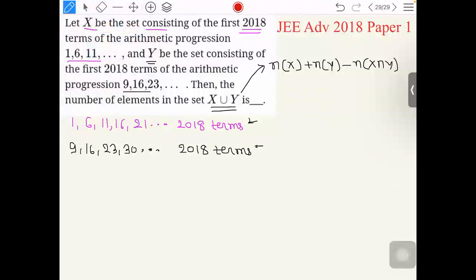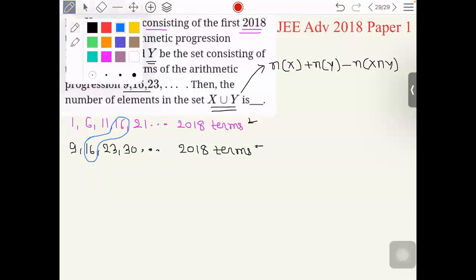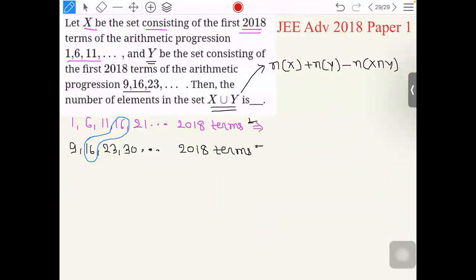अगर आप देखिएगा क्लियरली 16 तो एक टर्म दिख ही रहा है जो कॉमन है, इसके बाद भी टर्म्स कॉमन होंगे. सो फर्स्ट ऑफ ऑल लुक एट दिस सीरीज. फर्स्ट सीरीज का nth टर्म हम लोग क्या लिख सकते हैं? 5n-4, ये एपी का टर्म है. अब n का वैल्यू आप 2018 अगर पुट करेंगे इसमें, तो ये आपका 10090 minus 4, which is equal to 10086. तो सेट X का लास्ट वाला है 10086.